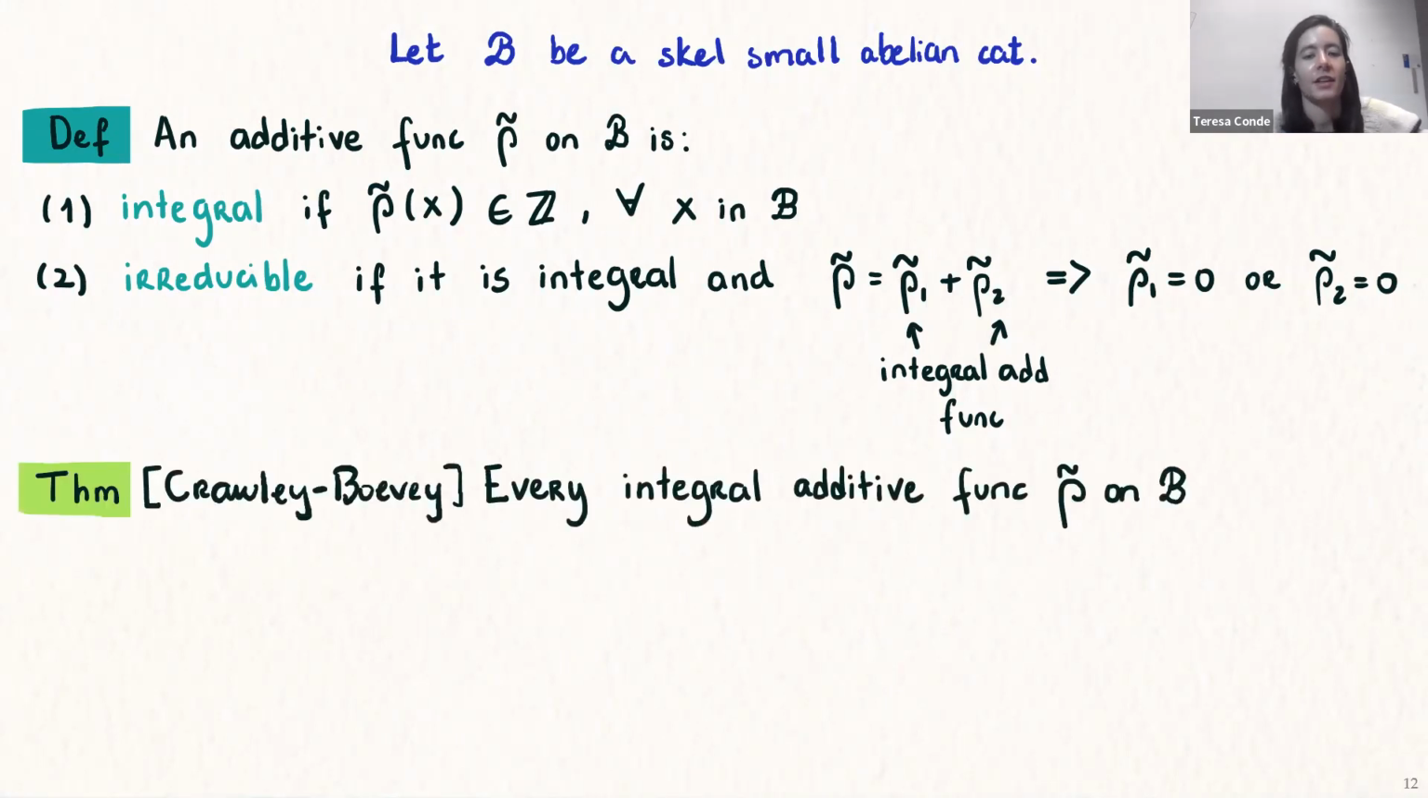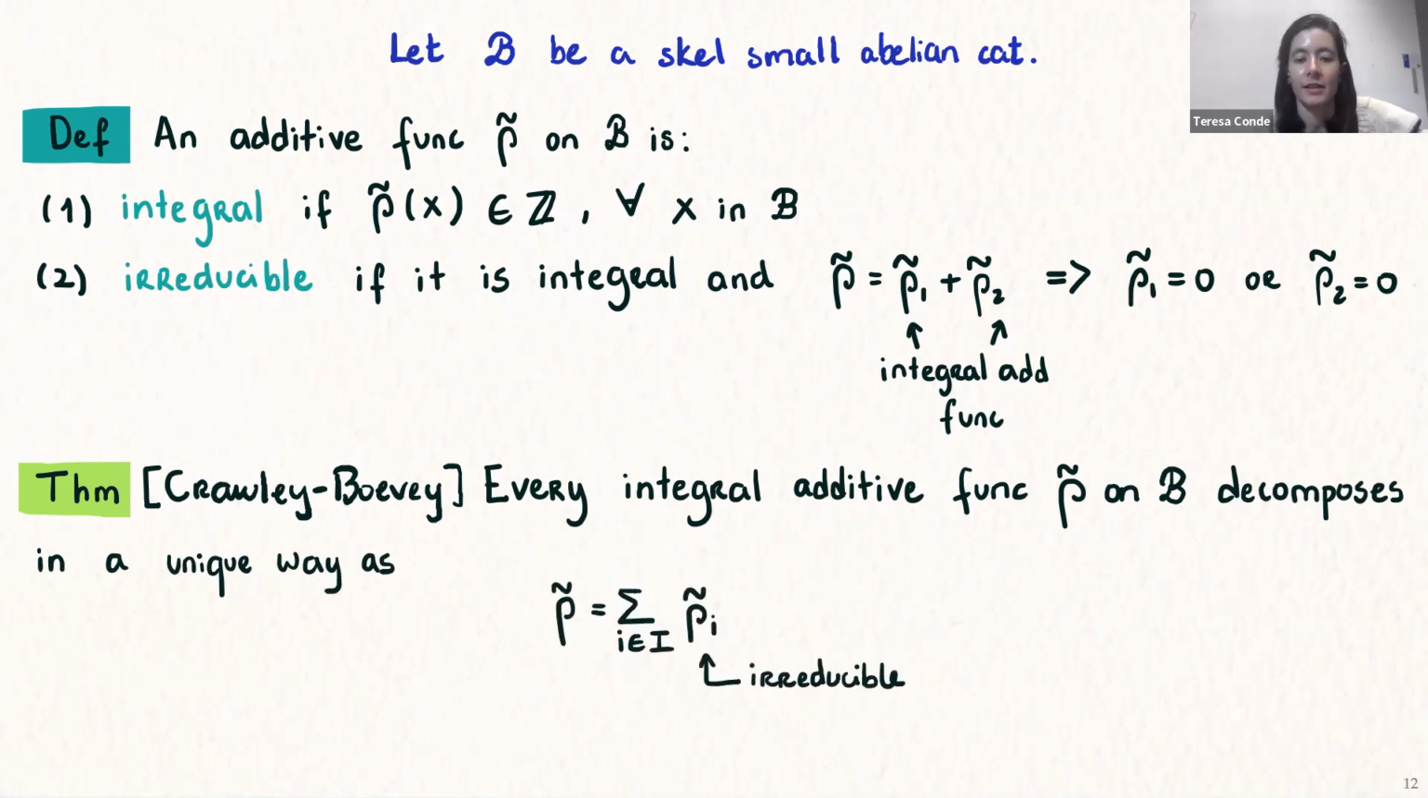Now, a very nice thing about integral additive functions is a result due to Crawley-Boevey, which says that they decompose in a unique way as a sum of irreducible ones. So every integral additive function, rho tilde, decomposes as a possibly infinite sum of irreducible additive functions, but of course, when we plug in an object, only finitely many of these values are going to be non-zero, so this sum makes sense, even if it may have infinitely many summands.